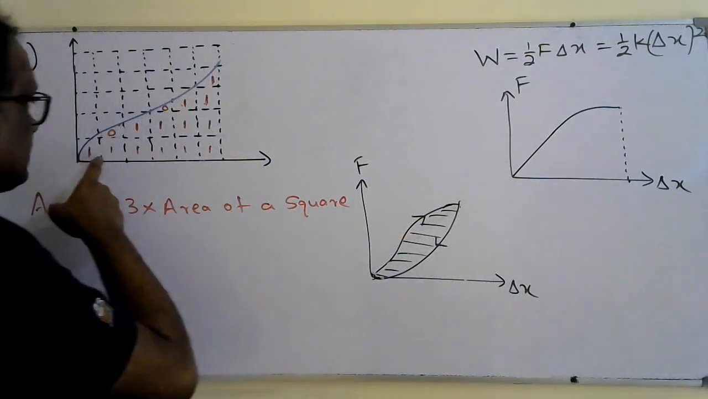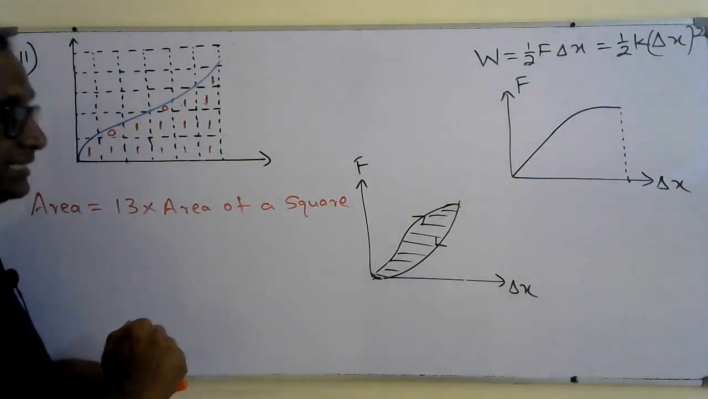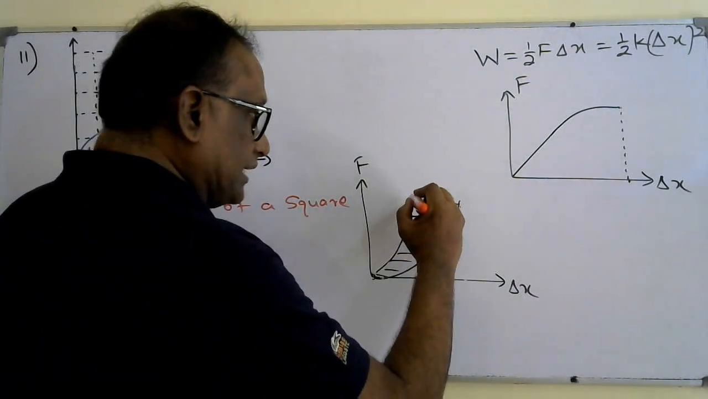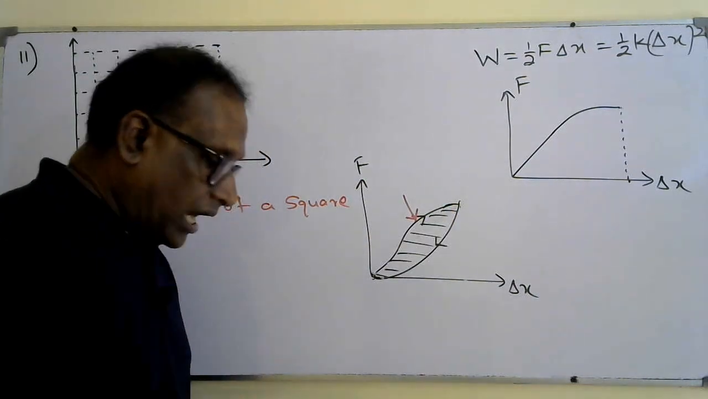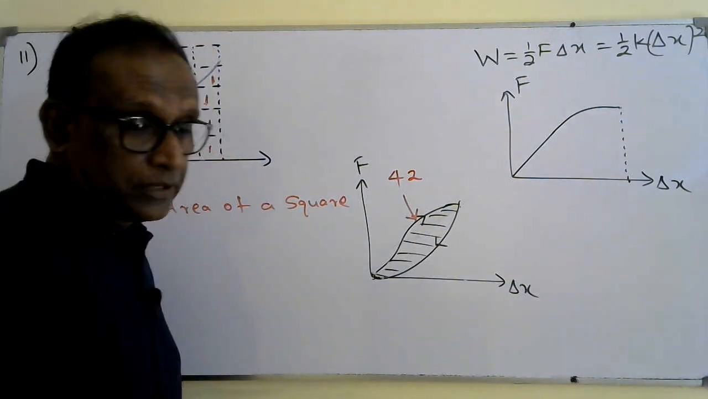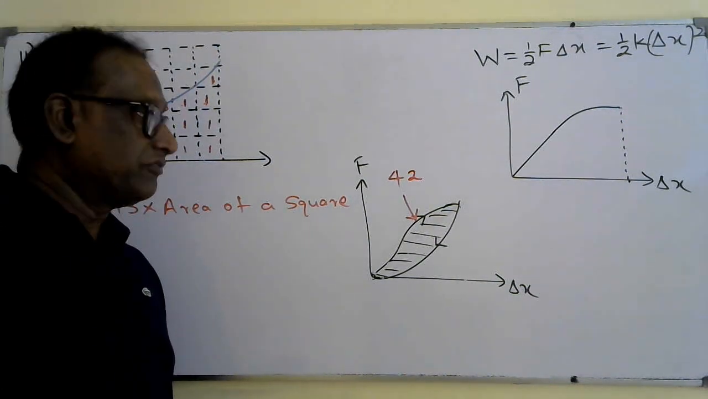If you count it this way, 1, 1, 1, 1. If less than half a square is covered, we should take it as 0. So like that, if you count the number of squares below this loading graph, I got 42 squares below that graph. Slightly it might vary for different students.